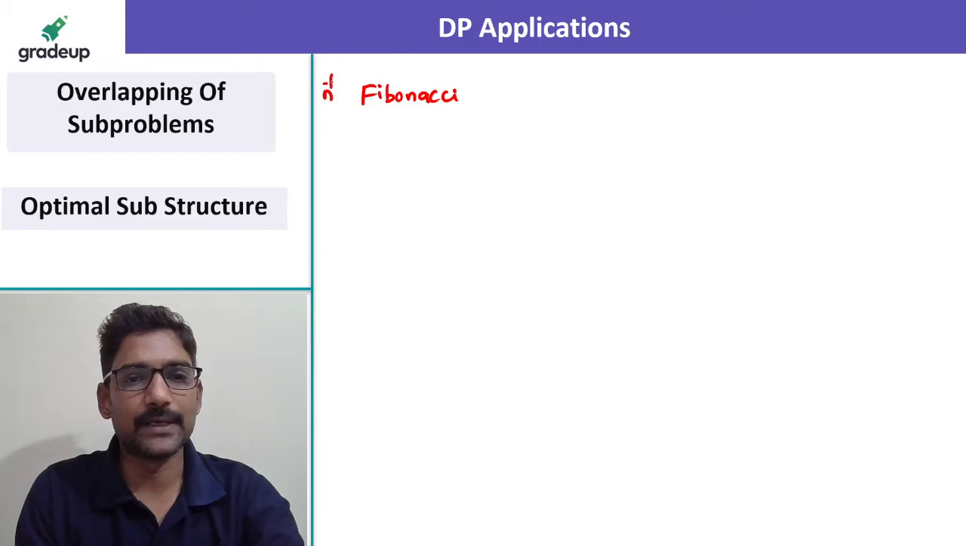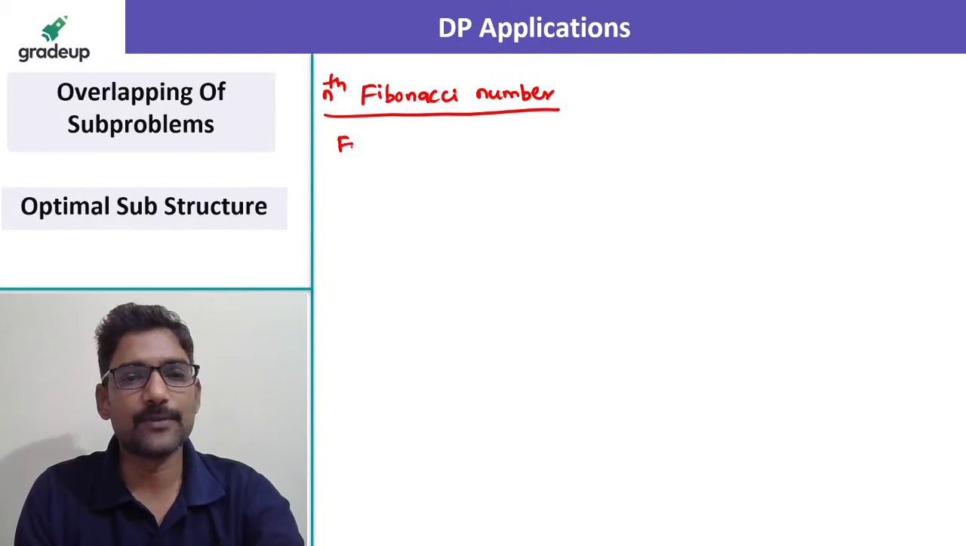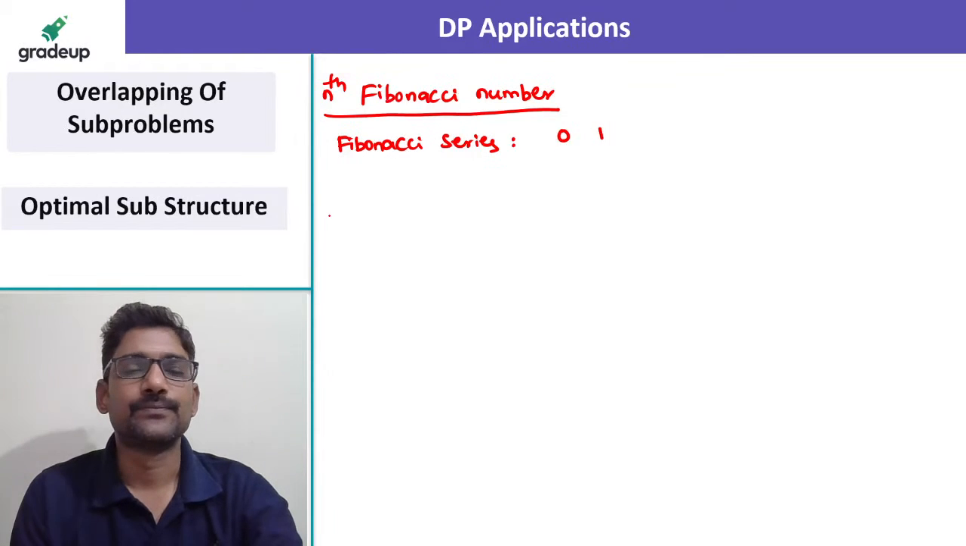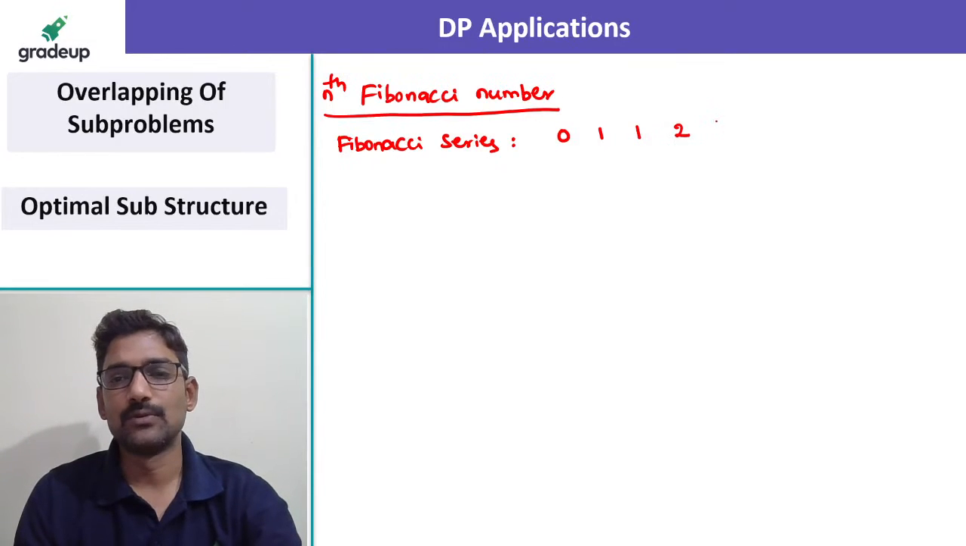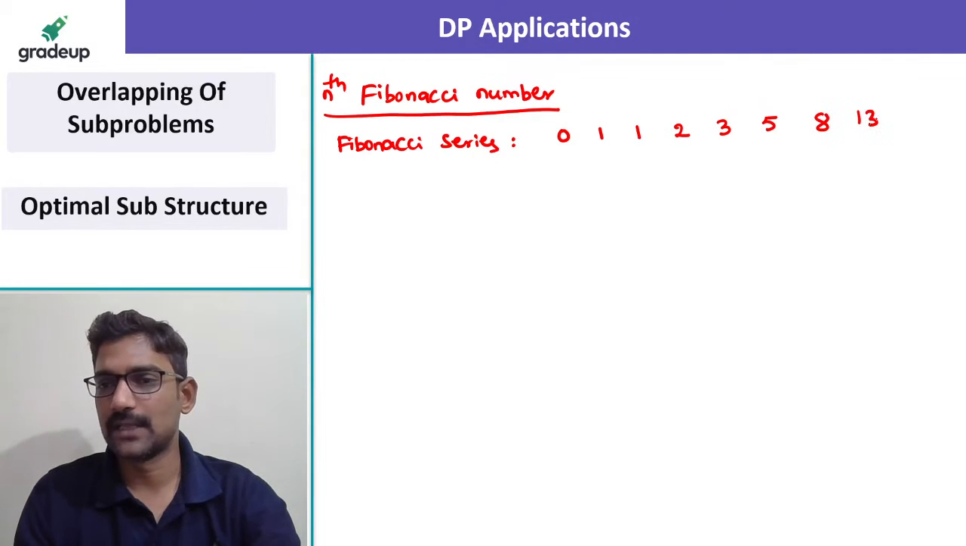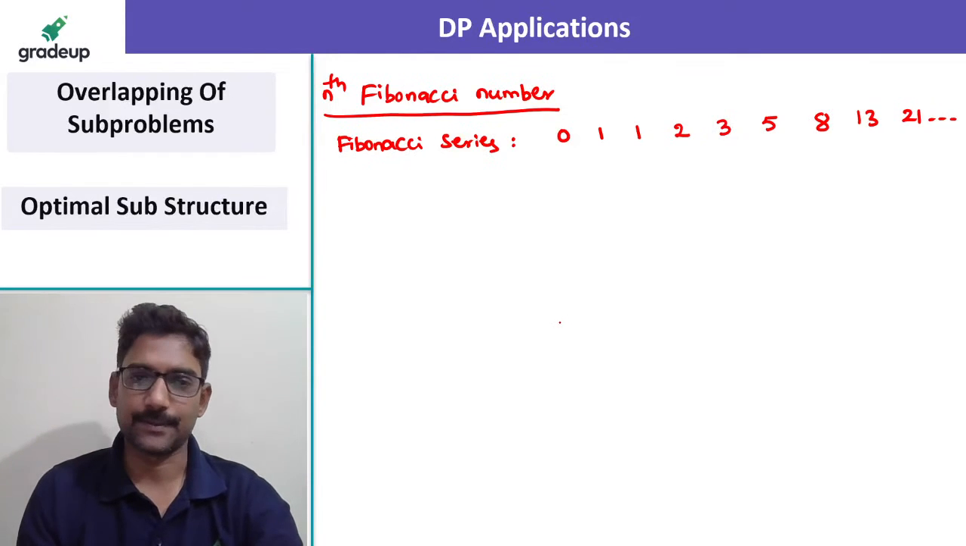Suppose I would like to print the nth Fibonacci number. This is the problem. First of all, what is the Fibonacci series? The Fibonacci series starts with 0 and 1, and the next number in the series will be the summation of the previous two. So 0 plus 1 is 1, 1 plus 1 is 2, 1 plus 2 is 3, 2 plus 3 is 5, 5 plus 3 is 8, 8 plus 5 is 13, 13 plus 8 is 21, and so on. This is called the Fibonacci series.